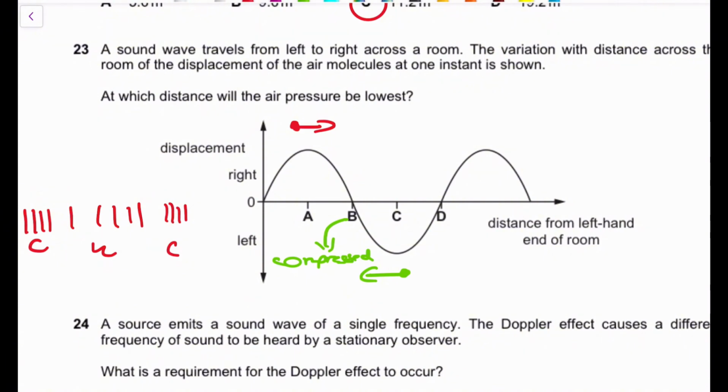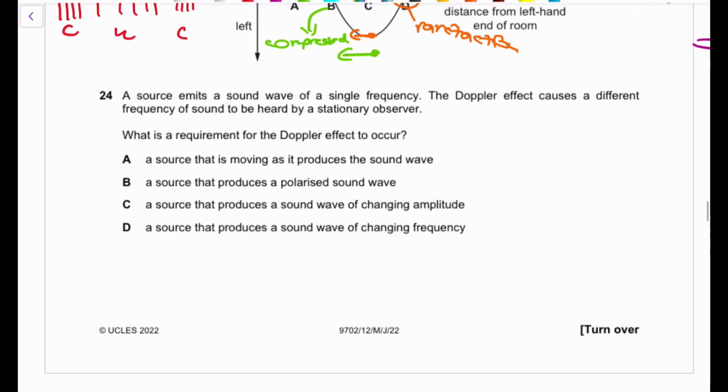But if we were to consider this, this particle is moving to the right, but this particle is moving to the left. That makes D a rarefaction, because the two particles are moving in opposite directions, leaving D as a point of low air pressure. So the answer becomes D. Very important for you to keep that in mind.